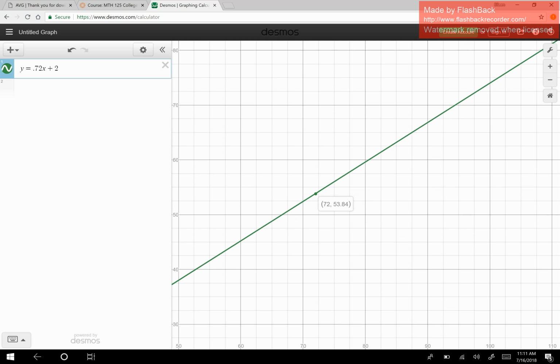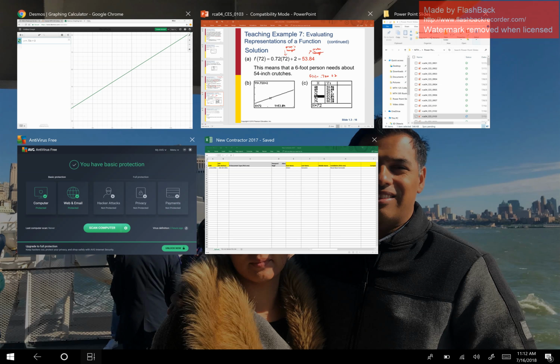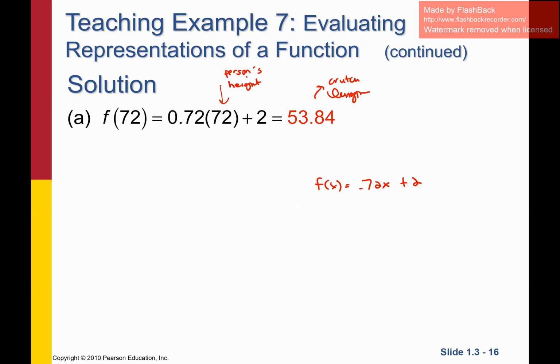So notice if you just put in the 72, we're at 53.84, which is what we got. Let's say you're less than that. Maybe you're 5 feet. So what is that? 60 inches. So at 60 inches, you need crutches that are about 45.2 inches long. Okay, so back to this. Here we go.